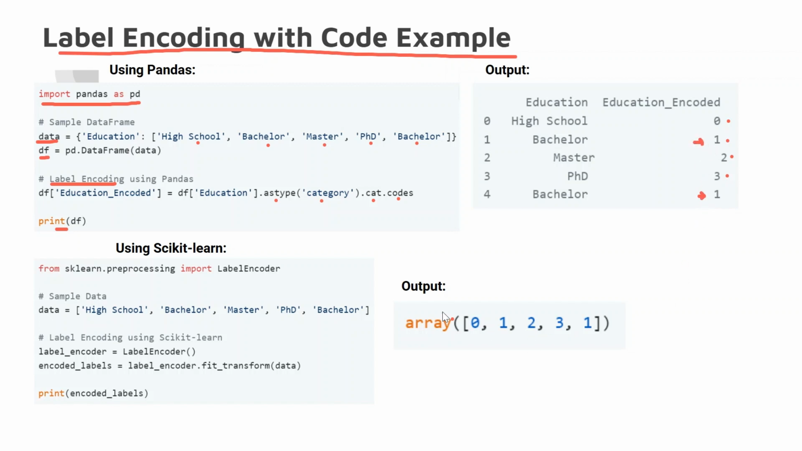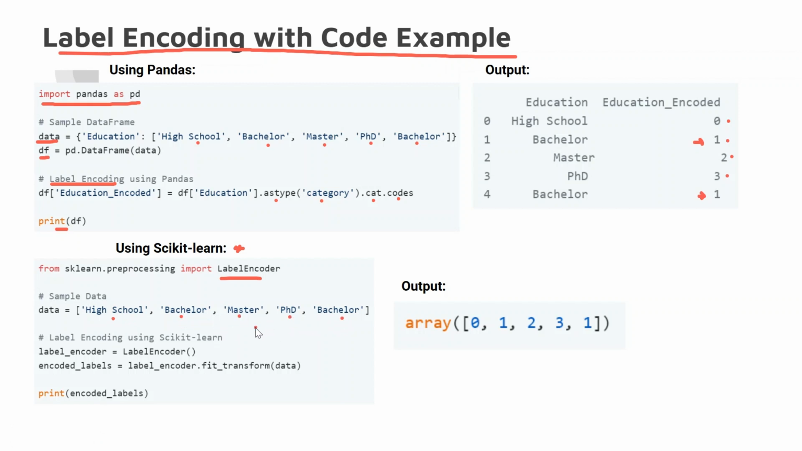Now let's look at label encoding using scikit-learn. First, we import the LabelEncoder class from the scikit-learn library. From sklearn.preprocessing import LabelEncoder. We create the same sample data as a list: high school, bachelor, master, PhD, bachelor.